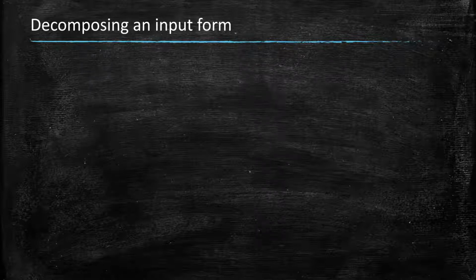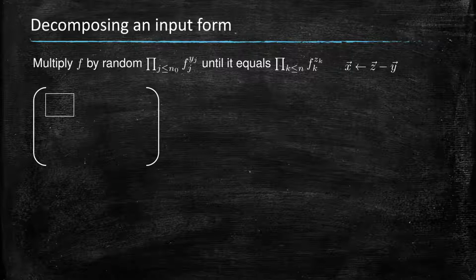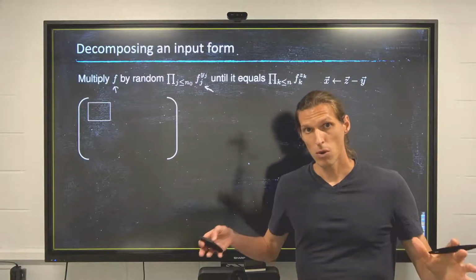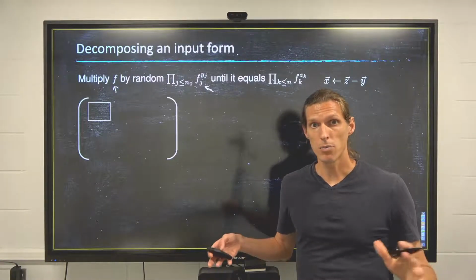Now, how does that help us decompose an input? Assume that you multiply an input f, which is a reduced form representing the ideal class of your choice, by random products corresponding to the small generators of your class group until it is smooth. Now, the smoothness probability, and that's really important, is higher the more prime forms you allow in the product.